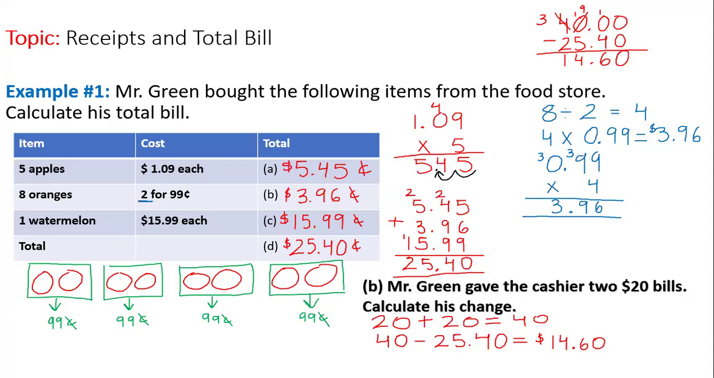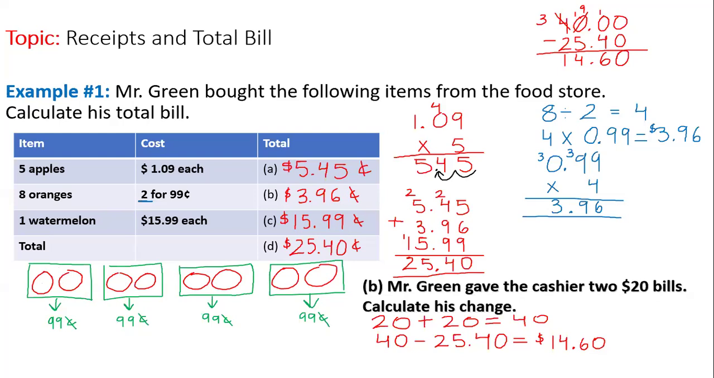So what do we have to do? We have to group them, right? This is 2, this is the next 2, this is the next 2, this is the next 2. So it's 4 times. So it's 99 cents times 4. I get the same answer, $3.96. How did you do yours? I divided 8 by 2, then I times it by 99 cents. That makes sense. Good.